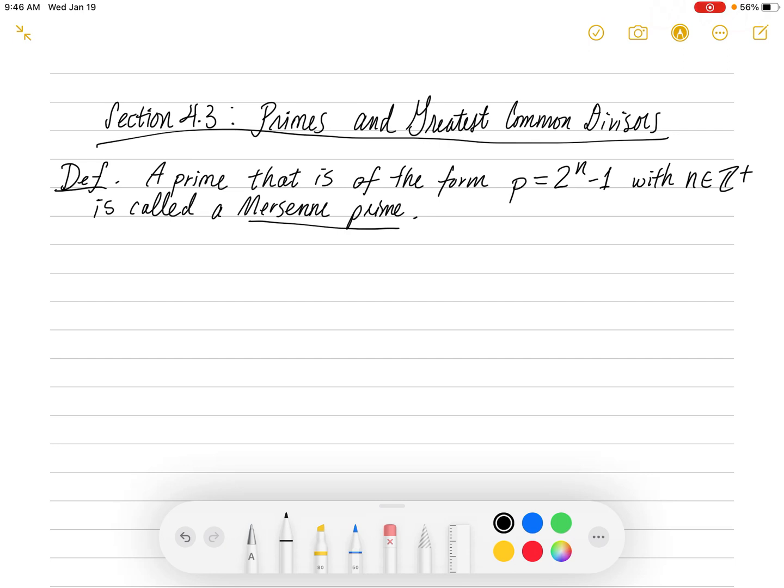Back in the late medieval, early Renaissance period, there was a mathematician. He was actually a monk from France. His name was Mersenne. He was investigating primes and their structure. And he noticed that when he had the formula 2 to the n minus 1, he got a lot of primes. So any prime that is of the form 2 to the n minus 1, where n is a positive integer, is called a Mersenne prime. Let's look at some examples of Mersenne primes.